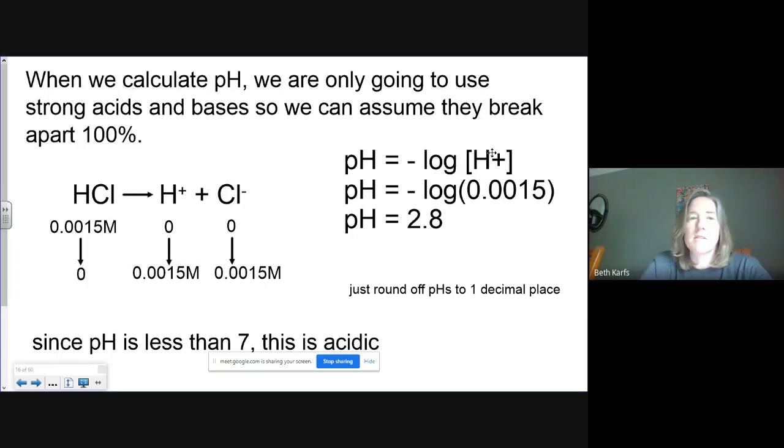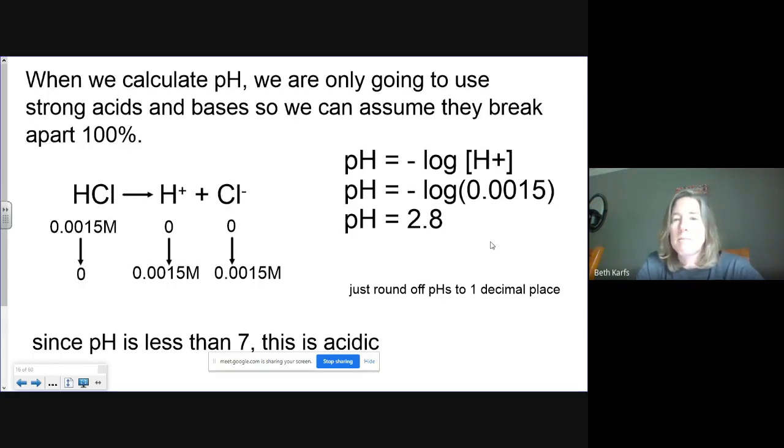So if our H+ concentration is 0.0015, we're going to plug that into our pH formula here. We'll take the log of that by hitting the button. It will give us a negative number, and we're just going to give the positive of that. There is a way to figure out sig figs for pH, but we're just going to have you guys round everything off to 1 decimal place. Just as a matter of convention, we're going to ask you guys to give pHs to 1 decimal place all the time.